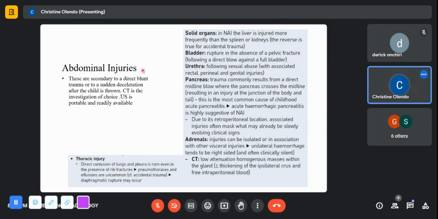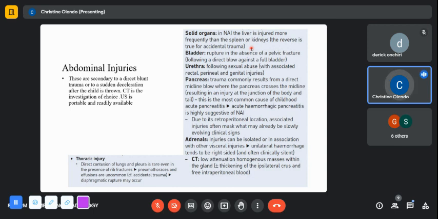And then for the solid organs, the liver is injured more frequently than the spleen or kidney. In accidental trauma it is the other way around: you'll have spleen, kidney, then liver. For the bladder, if you see a bladder rupture in the absence of a pelvic fracture, it's most likely due to a direct blow against a full bladder. Injuries to the urethra you'll see following sexual abuse as well.